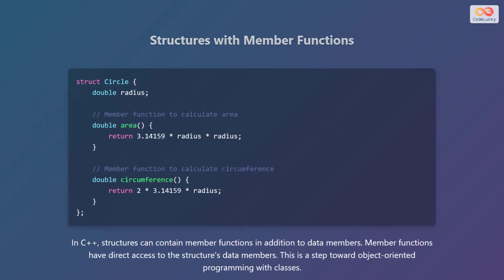In C++, structures can contain member functions in addition to data members. This brings us closer to the world of object-oriented programming. Here we have a structure called circle with a double radius. It also has two member functions, area and circumference. The area function calculates and returns the area of the circle, and the circumference function calculates and returns the circumference of the circle. Member functions have direct access to the structure's data members, making it easy to perform operations on the structure's data.